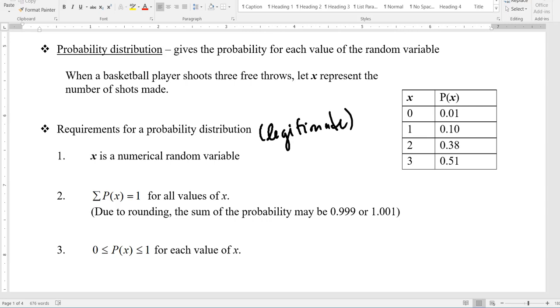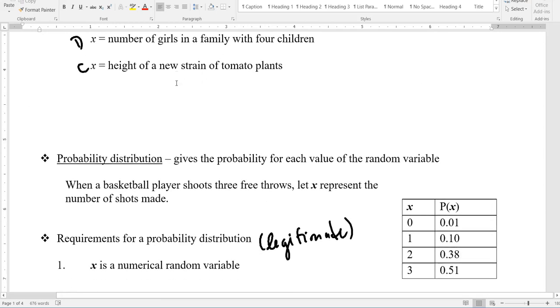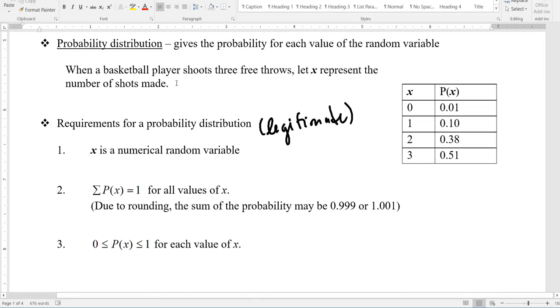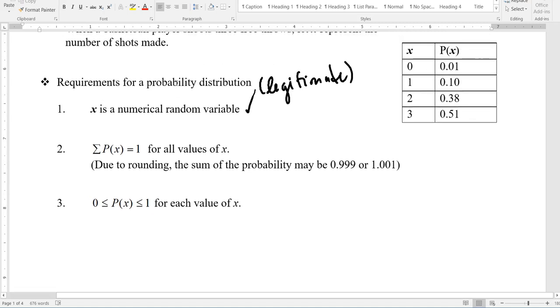What does that mean? Well, X has to be a numerical random variable. Check your definition from earlier, right? Each of these is discrete. Each of these is random. We're going to have our probabilities as we go, but X is a numerical random variable. That is checked off. I can't have my favorite color in here. You could do that with probabilities, but then this wouldn't be a probability distribution.